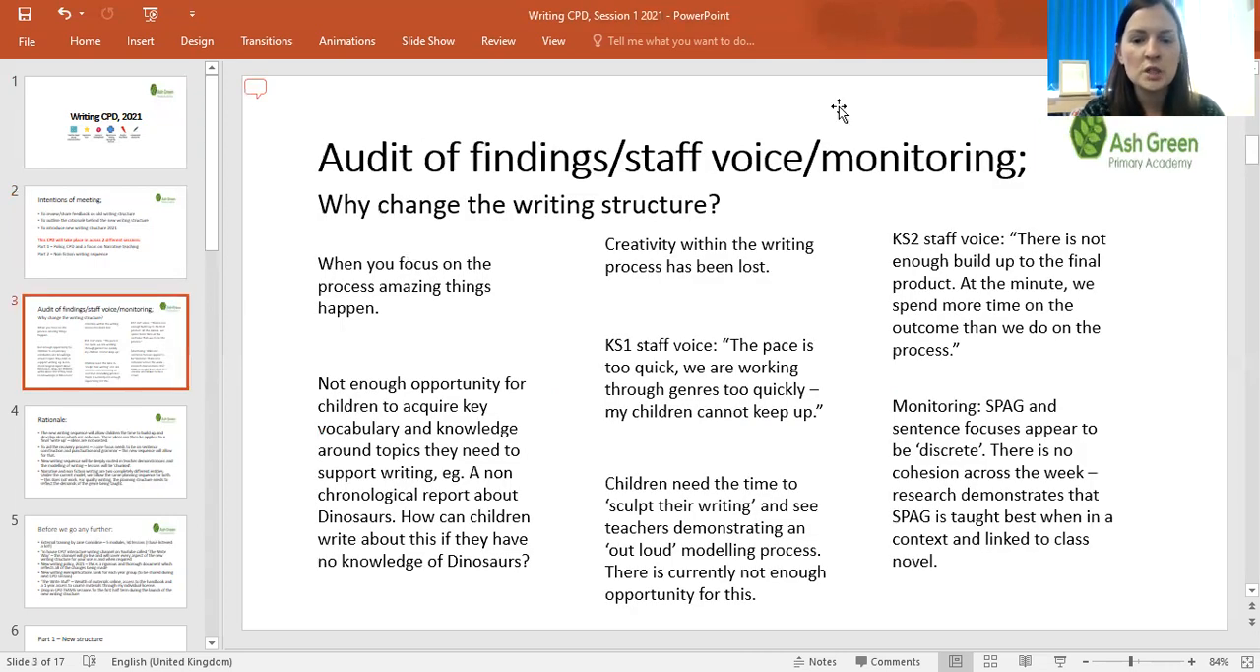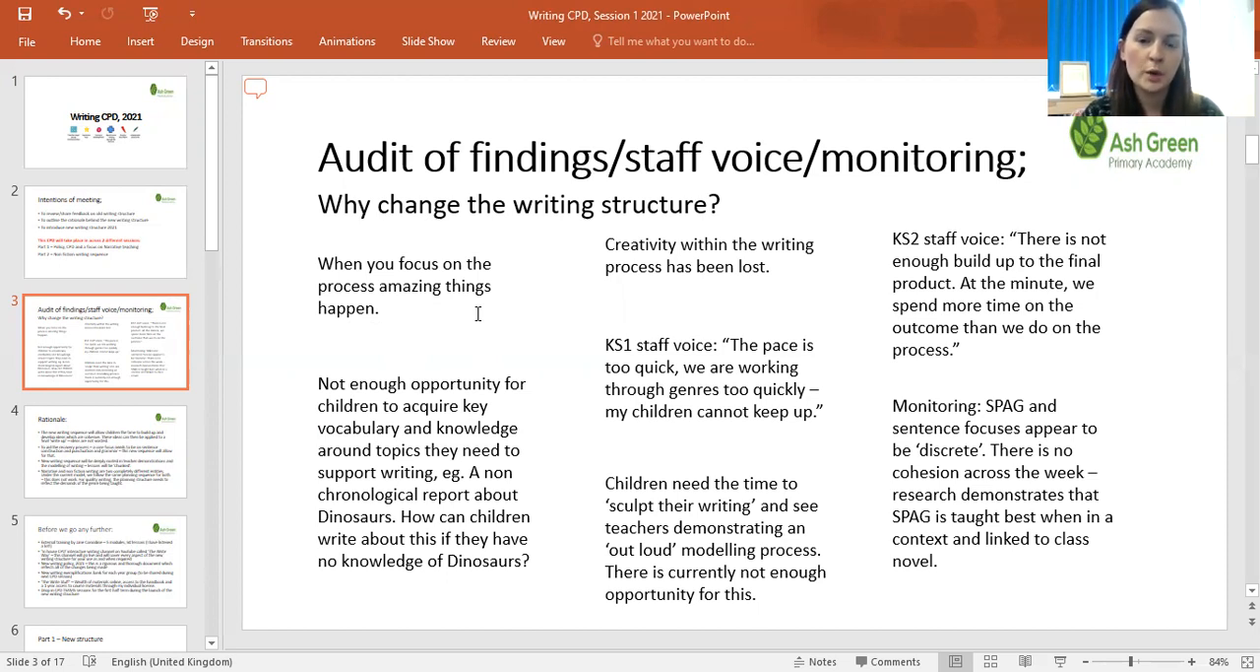So in terms of the audited findings, staff voice and monitoring, I just want to put in a nutshell why we are changing the writing structure. I think the most important thing I want to mention before we go any further is that when you focus on the process, amazing things happen. And I feel like at the moment we haven't got that embedded within our writing structure.